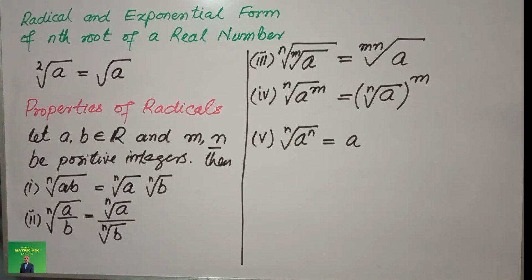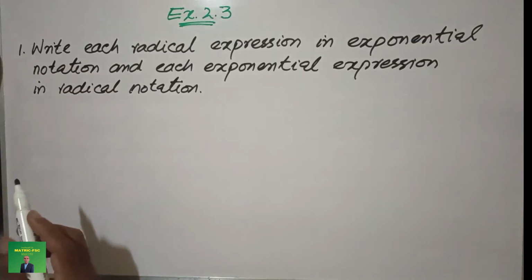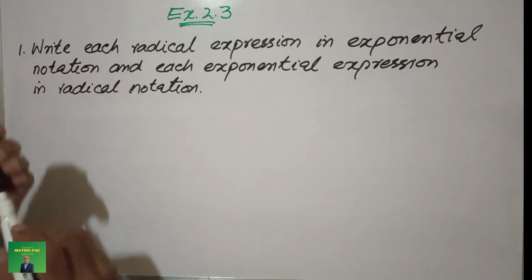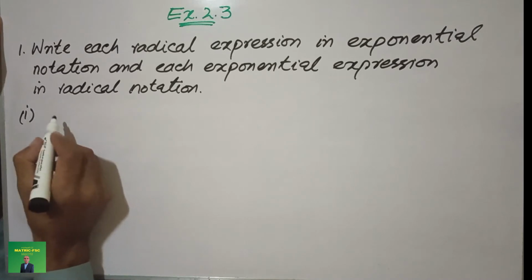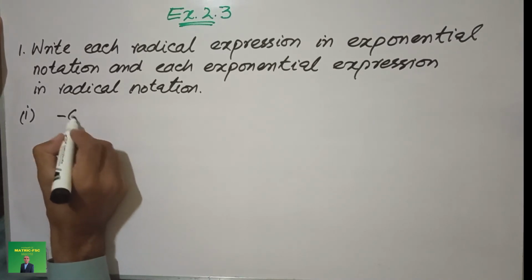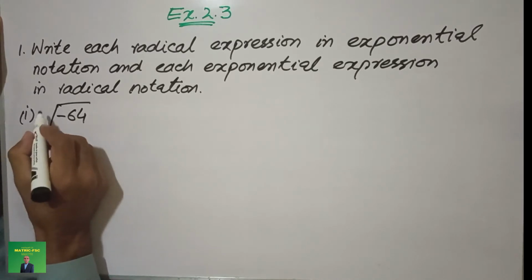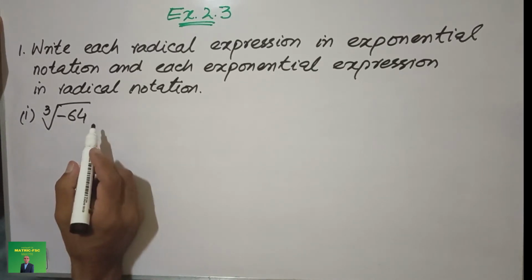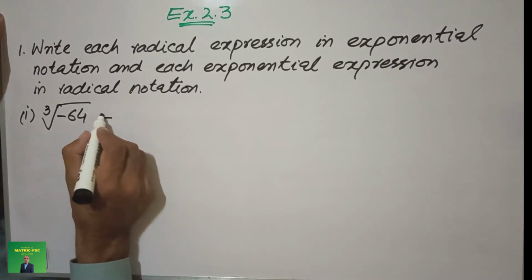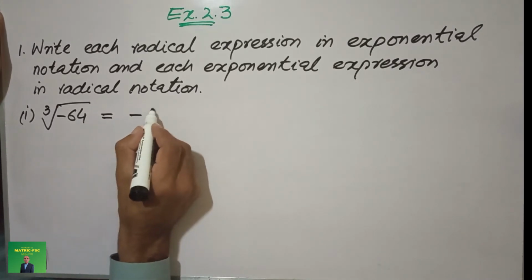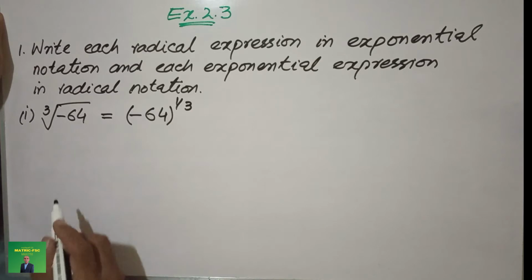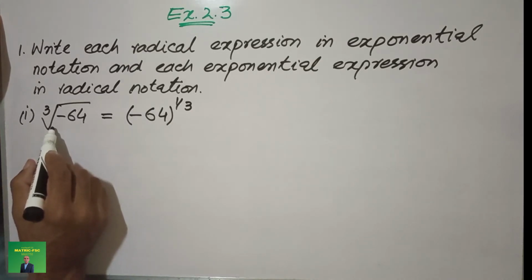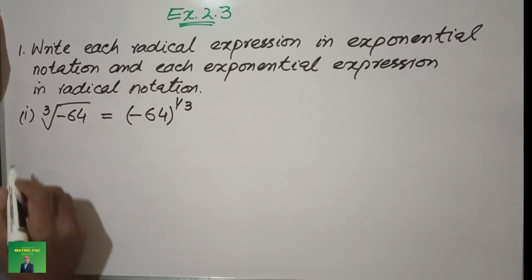Now we'll solve some questions from exercise 2.3. We will write the exponential notation in the radical notation and the radical notation in the exponential. The first one is given as the cube root of negative 64. We know that it can be written as negative 64 power 1 over 3. This is the radical notation, and this is the exponential notation.